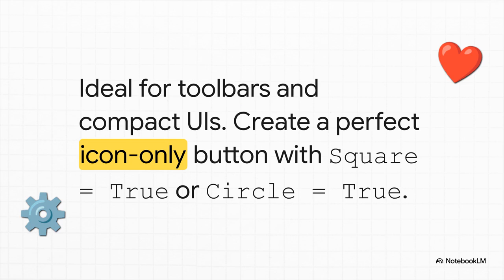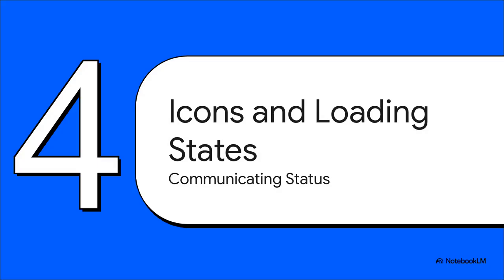And this is one of my personal favorites. You know those times when you just want an icon, no text, like a little gear for settings or an X to close something? Well, you just set the shape to square or circle, and you get a perfectly symmetrical button ready for your icon. It's fantastic for toolbars.